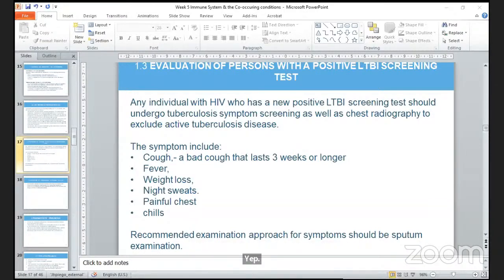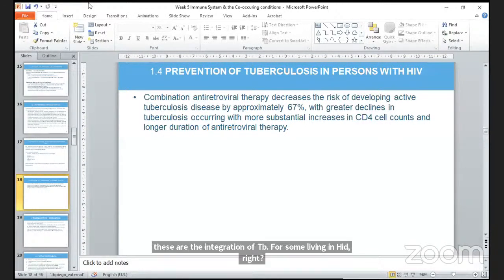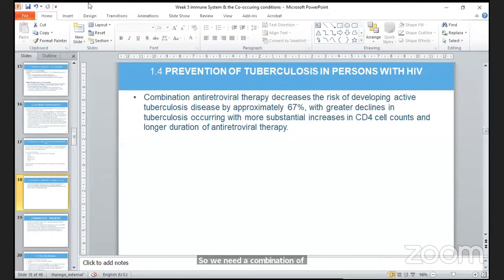All right. So in that slide, I've said those symptoms are important to note. Now, prevention of TB. How do we prevent TB? For somebody living with HIV, we need a combination of antiretroviral drugs to reduce the chances of the TB developing into active TB. So simply use the drugs for that, the antiretroviral drugs, as well as the drugs that control TB.